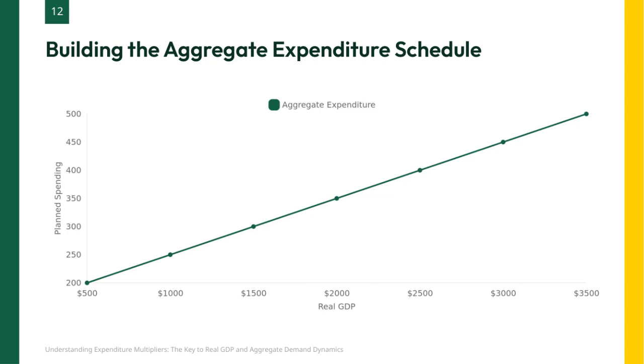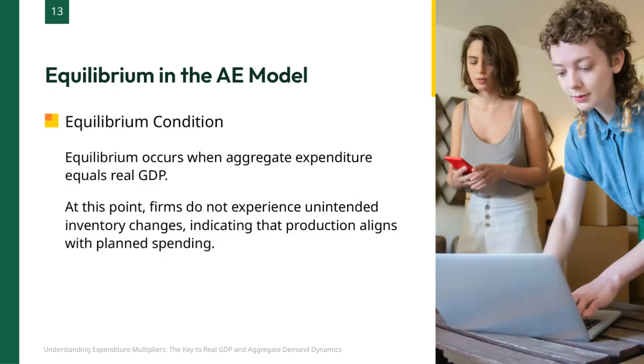consumption and investment behavior. Here we're looking at the concept of equilibrium in the aggregate expenditure model. Equilibrium occurs when aggregate expenditure, or total planned spending, exactly equals real GDP, which is the total output produced. This balance is crucial because it means firms are selling exactly what they produce, so their inventories remain steady without any unexpected increases or decreases.